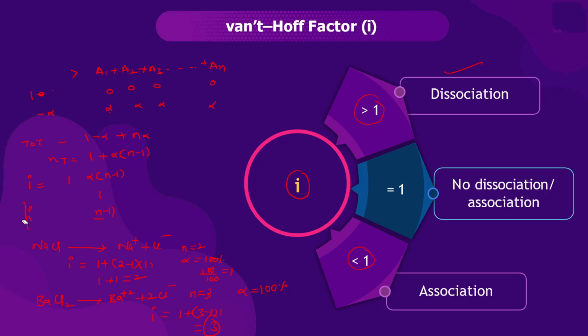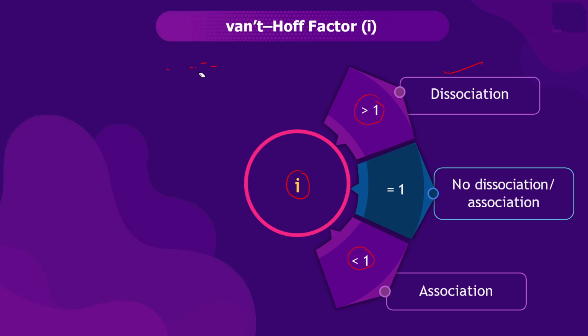Now we will see in case of association how the van't Hoff factor will vary. Tell me, in case of association, will the number of solute particles increase, decrease, or remain the same? Let's say we are taking acetic acid in benzene. Acetic acid in benzene will dimerize. Dimerization means two molecules will join and form one molecule. So when two molecules join and form one molecule, the number of solute particles will decrease, right?